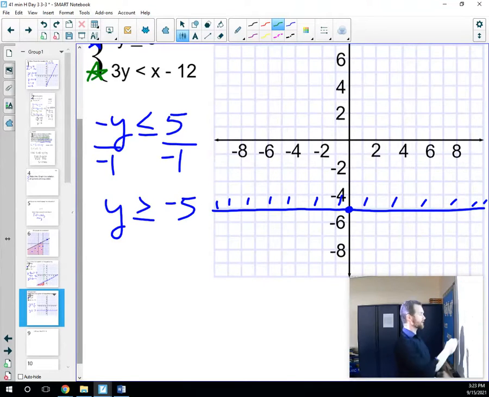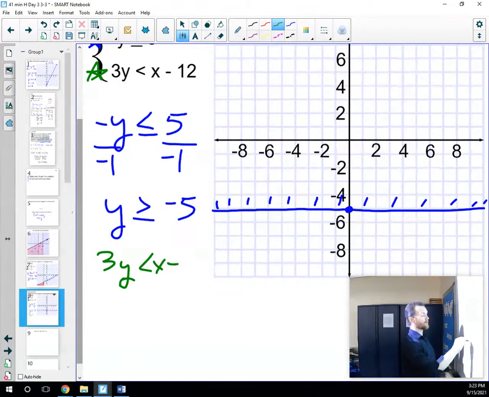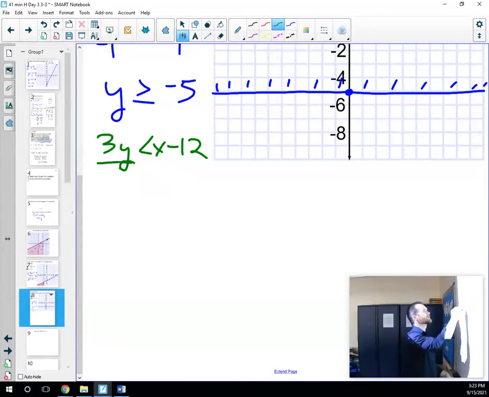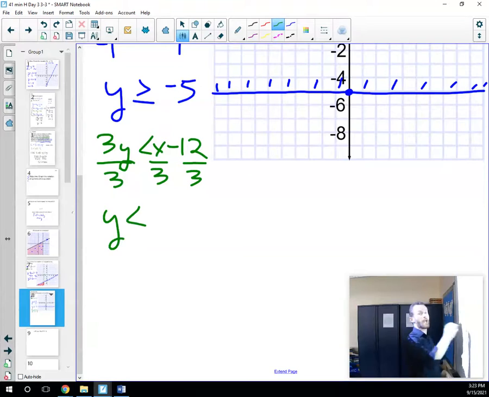And again, there's a little work to do here. Let me copy down here. 3y less than x minus 12. Let's get y by itself. Divide everything by 3. Remember, anytime we divide both sides of an equation, we do it to every term we see. A lot of students have trouble with this. Remember, there's a 1 in front of this x, which means that the slope is just 1/3. It's 1/3 x minus 4.